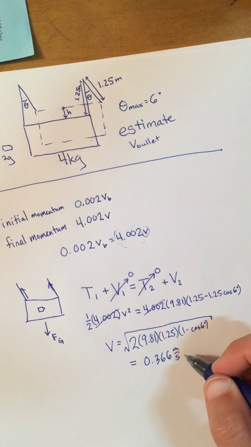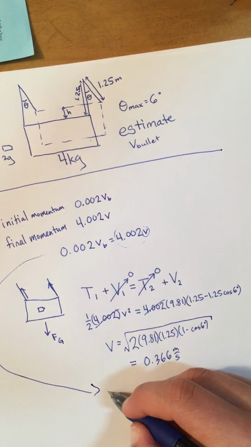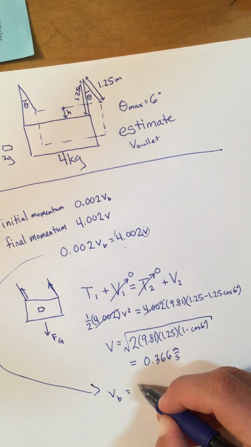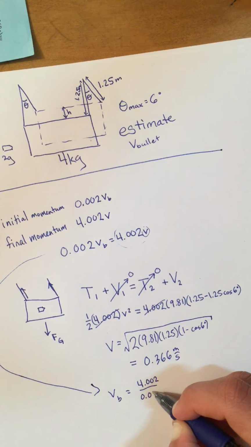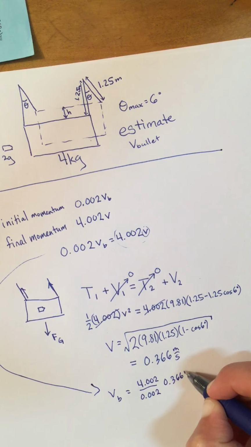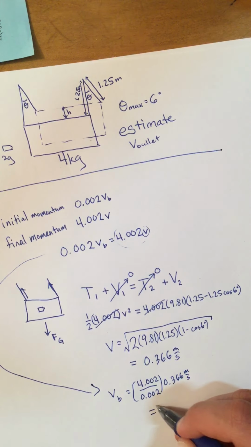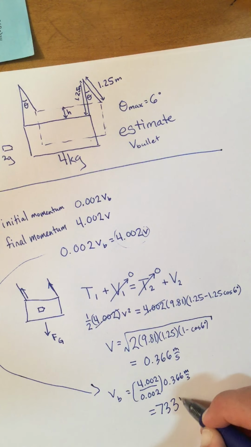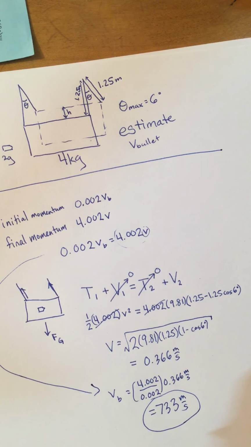We were looking for the initial velocity of the bullet, which I can get by using the equation that I have up here. So the velocity of the bullet is equal to 4.002 divided by 0.002 times 0.366 meters per second. And that gives us 733 meters per second for our estimate of the initial velocity of the bullet. And that concludes problem 39.